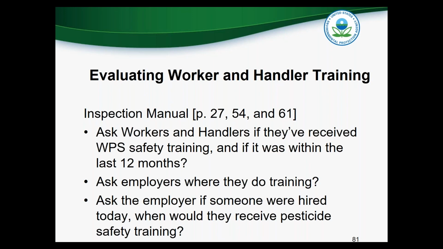Next slide. Okay, evaluating worker or handler training. The inspection manual, pages 27, 54, and 61 cover this. Again, there are a lot of sample questions, more than we can actually go through here. But you can ask workers and handlers if they received this safety training, and then when did they get it, if it was in the last 12 months. You can ask the employer whether they do the training, who does the training, what kind of materials they use, and verify whether that's EPA approved or not. And then ask even the employer if someone was hired to do the training. They don't have to do it necessarily themselves, the ag employer.